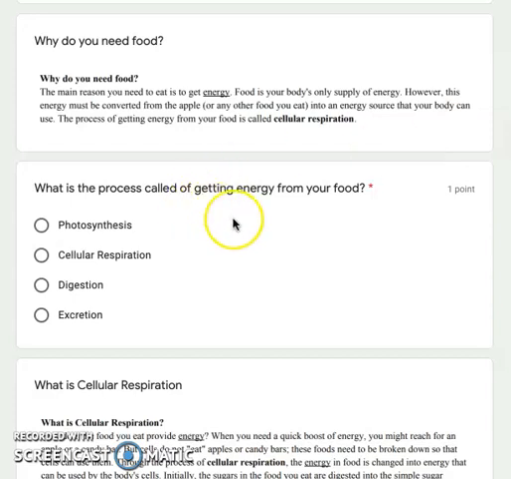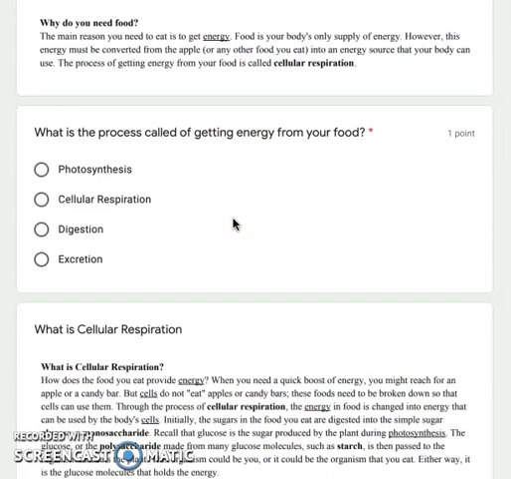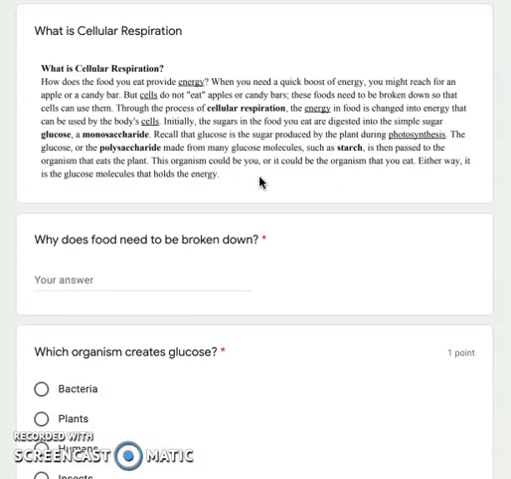So what is the process called of getting energy from your food? Well, it's not photosynthesis because that's not what animals do. It's not digestion because that's when we just break down our food and digest it. And it's not excretion. So your answer is cellular respiration is the process of getting energy from your food.